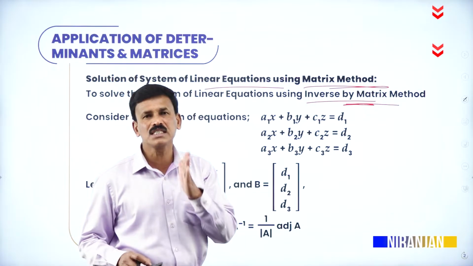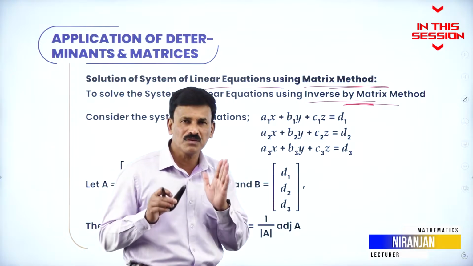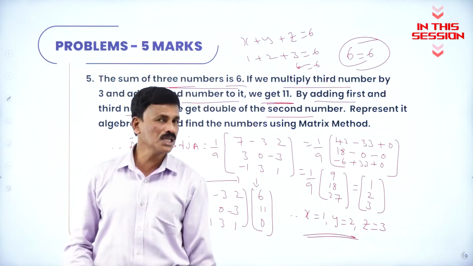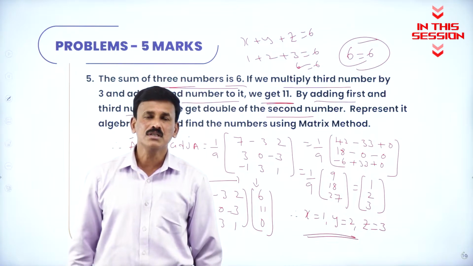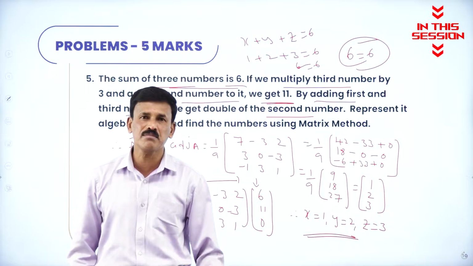First check whether it is in order or not. If it is in order, put it in the form of an order x, y, z and a constant. Usually you will get a straight question of solve a system of linear equations using matrix method.